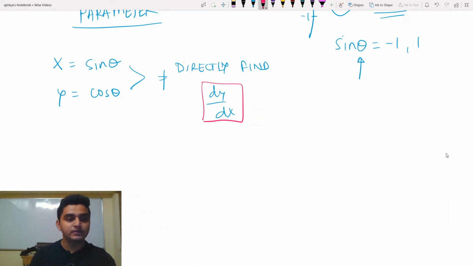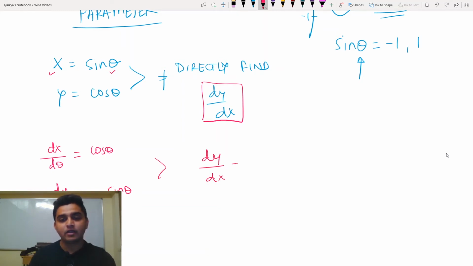See, x is essentially a function of theta, which is the parameter. So what we can say is dx upon d theta will be cos of theta, since the differentiation of sine is cos. And also dy upon d theta is nothing but minus of sine theta, isn't it? And now dy upon dx can be written as dy upon d theta completely divided by dx upon d theta.